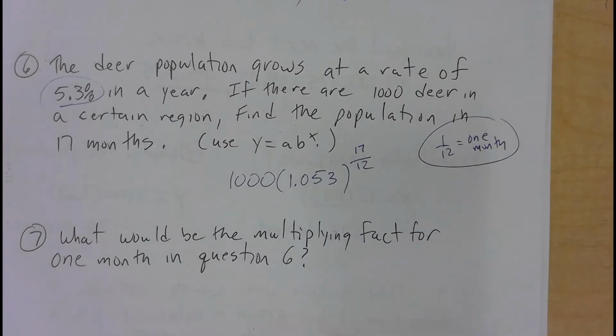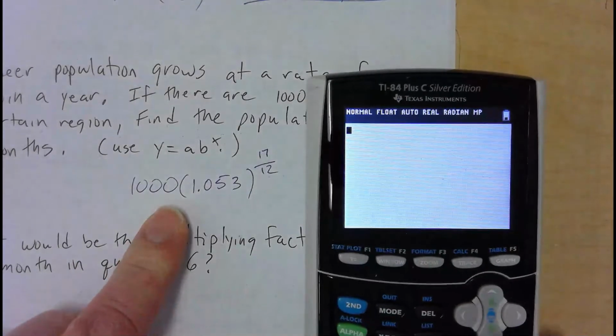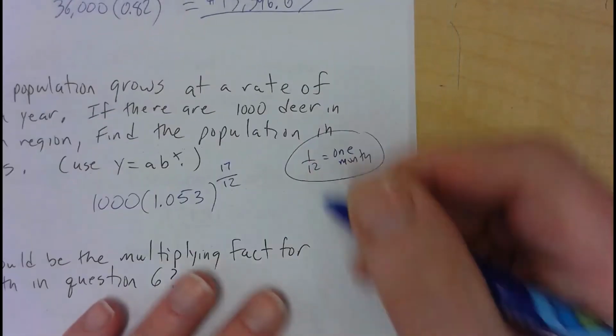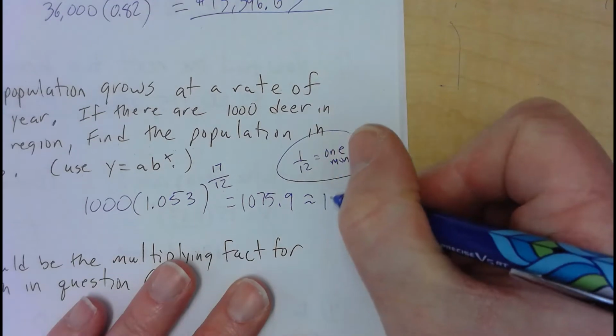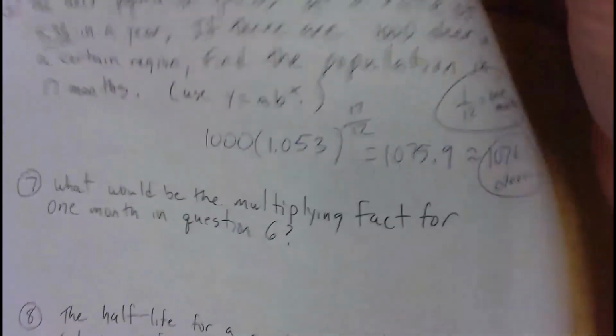So if I said, what is it for 1 month, you would use the exponent 1/12. For 2 months, you would use the exponent 2/12. If it was 12/12, then that would be the whole year. But 17 months, you're going to use 17/12. Okay, that's a little trickier to type in, so I'll type it in and demonstrate. So it's 1,000 and then 1.053 to the power. And once you're up there, you can put the fraction in, 17/12, and you hit enter. And you get 1,075.9, which is basically 1,076 deer. Love my deer population. Every once in a while you hit one, don't you?